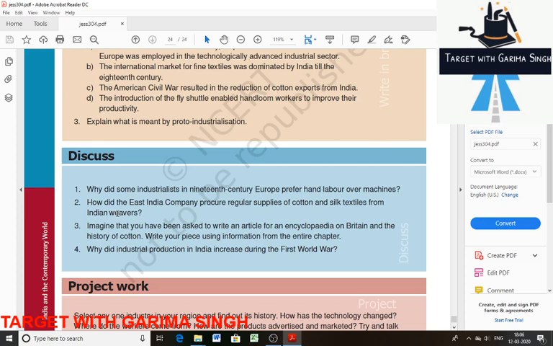The next question is: imagine that you have been asked to write an article for an encyclopedia in Britain on the history of cotton. So this is a kind of self-explanatory question. You can do it on your own because it's going to be way too long.